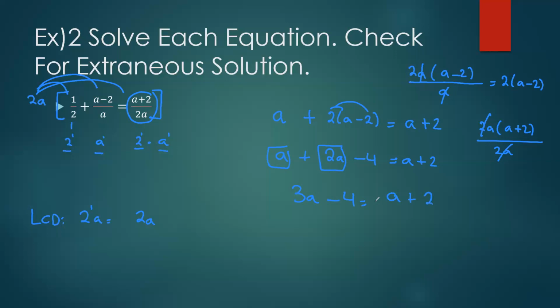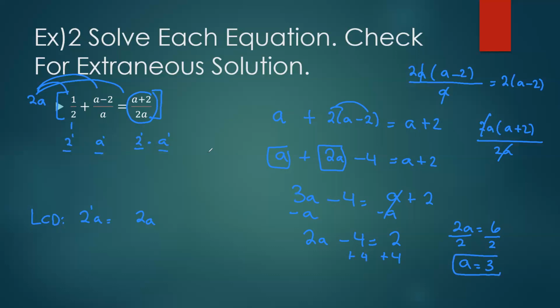Solve for A. So I have to get all the A's on one side. So subtract 1A, subtract 1A. So 3A minus 1A is 2A minus 4 equals 2. Now I'm going to get all the constants on one side, so I'm going to add 4, add 4. So you get 2A equals 6. Solve for A, so you're going to divide this by 2. You get A equals 3.